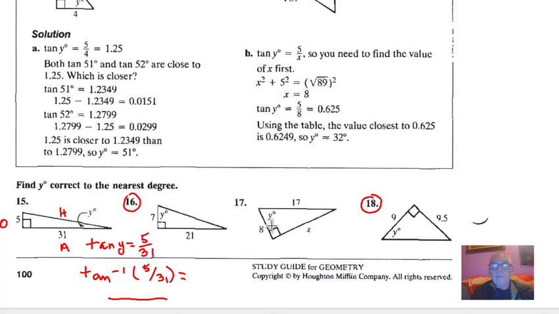Number 17. Let's see. We got 17 is the hypotenuse. Opposite is x, and adjacent is 8. So we have tan y equals opposite, which is x, over adjacent, which is 8. To get x by itself, we have to multiply both sides by 8. So 8... I goofed that one up.